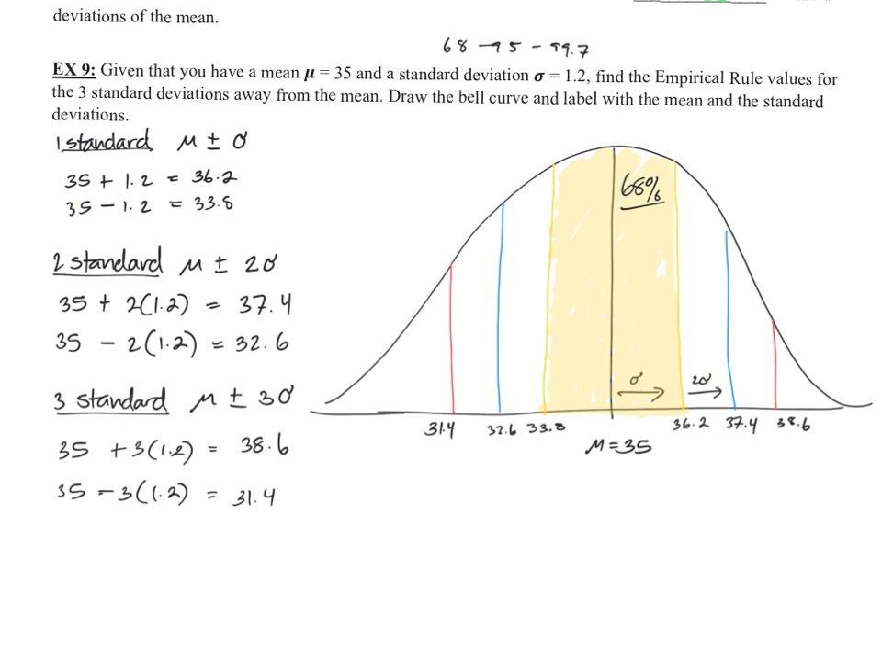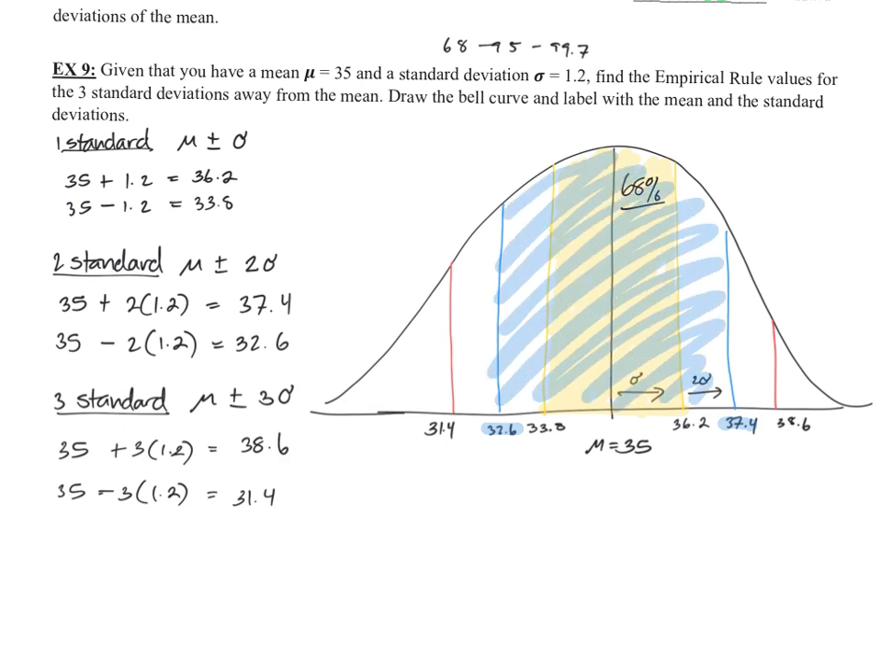If I asked you, what percent of the data falls between 32.6 and 37.4, you would say all of this data falls between that, and all of that is 95% of the data.